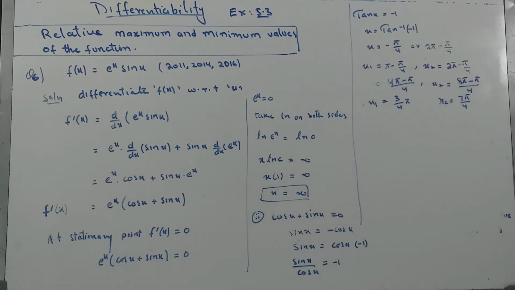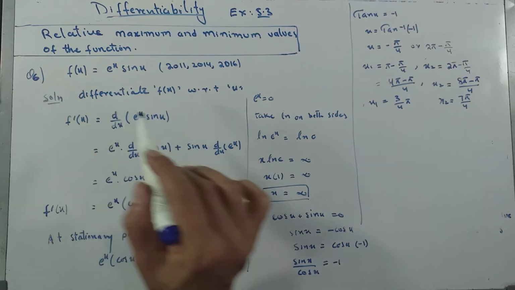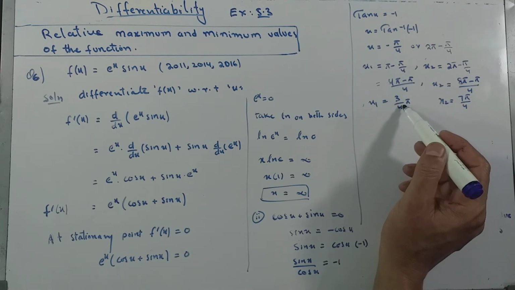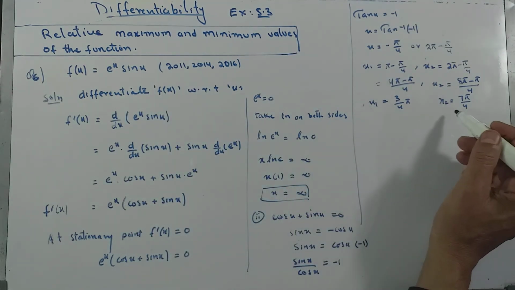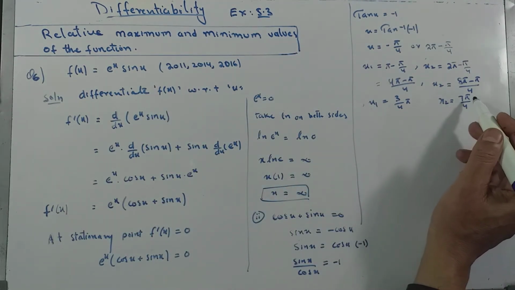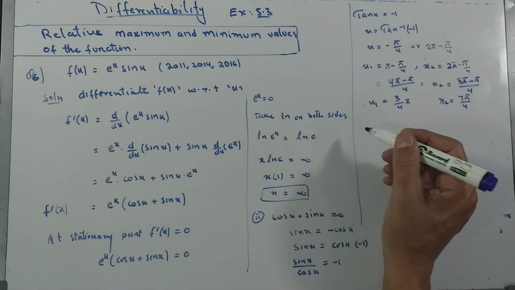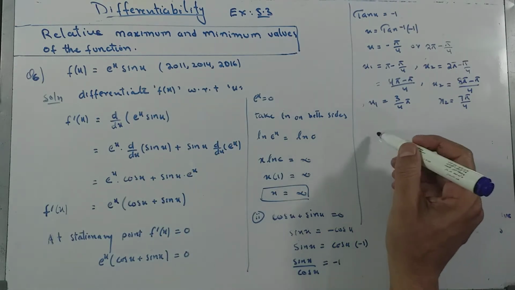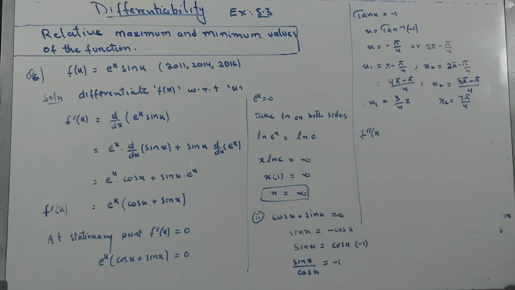Now we will find out whether the function e^x sin x has a maximum or minimum value at x1, which is 3 upon 4 pi, and also whether the function e^x sin x has a maximum or minimum value at x2, which is 7 upon 4 pi. So we need to find this out. For this test, we need to find the second derivative of the function f of x is equal to e^x sin x. So we need to find a second derivative.